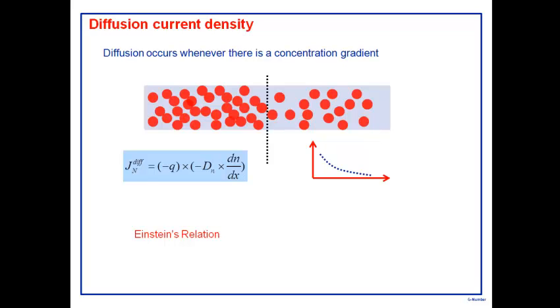We'll see one derivation later on, and the relationship is called Einstein's relationship, which says that Dn divided by mu n is kT by q, a constant for a particular temperature. So if you know mobility, you can multiply it by kT by q, which is 26 millivolts here, and you can get the diffusion constant. Or either way, if you know the diffusion constant, you can get mobility. So the two are related together.